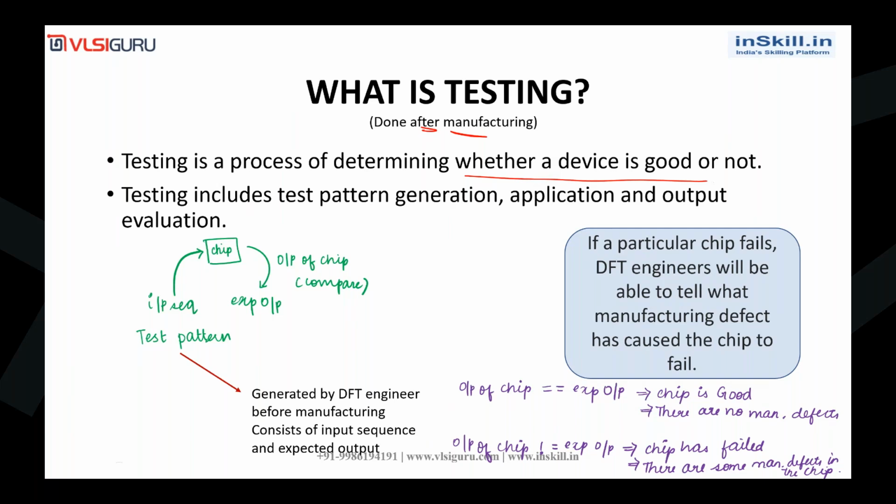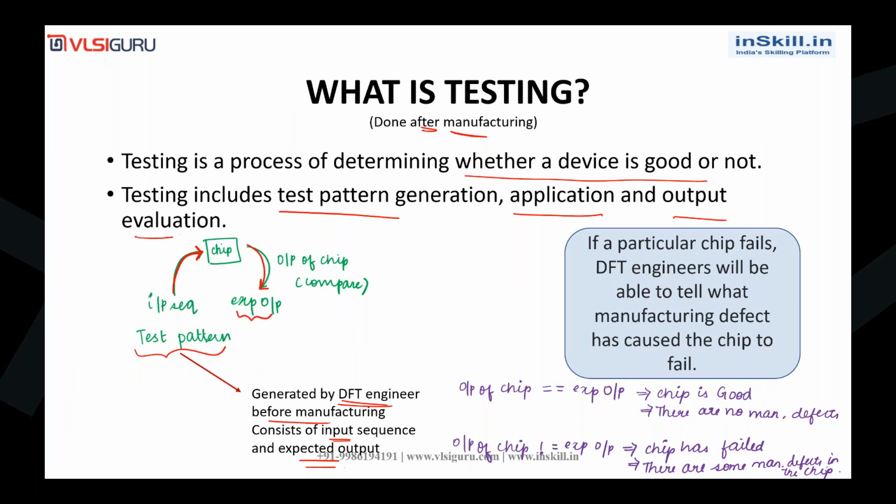Testing includes test pattern generation, application, and output evaluation. These test patterns are generated by the DFT engineer before manufacturing itself. They consist of the input sequence and the expected output. At the time of testing, this input sequence will be applied onto the chip, and the output of the chip will be compared with the expected output.